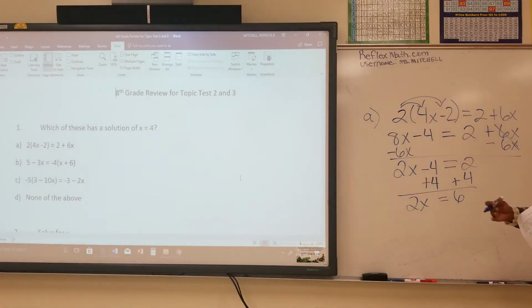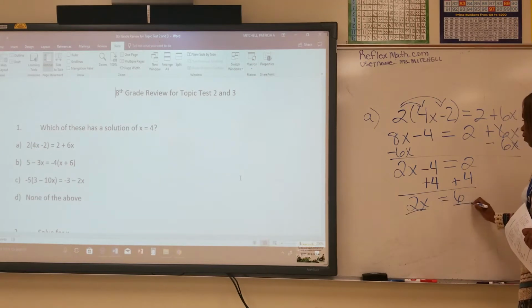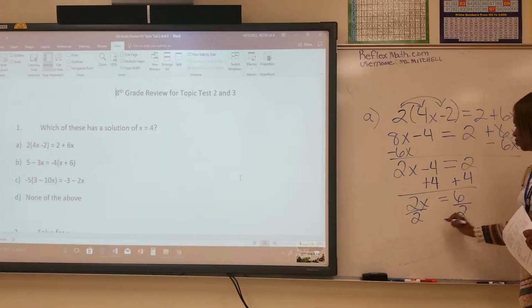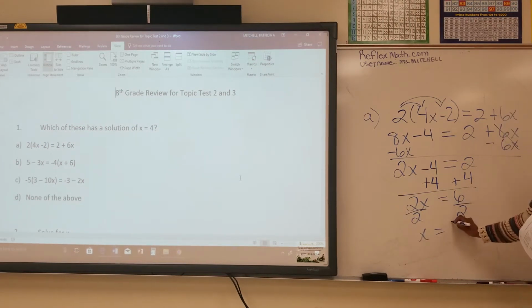Here, remember, our mission is always to get x by itself. So we have to now divide both sides by 2. And x will give us 3.